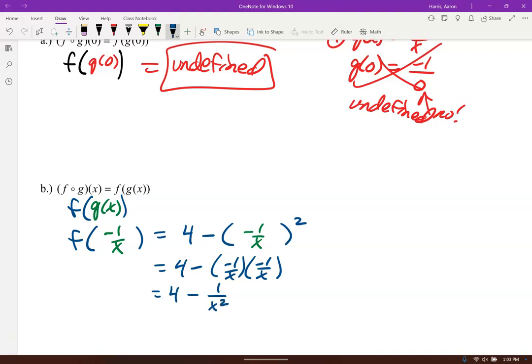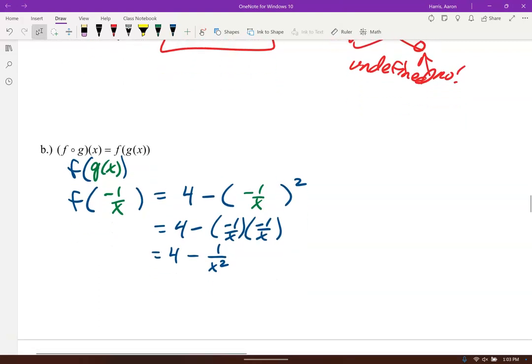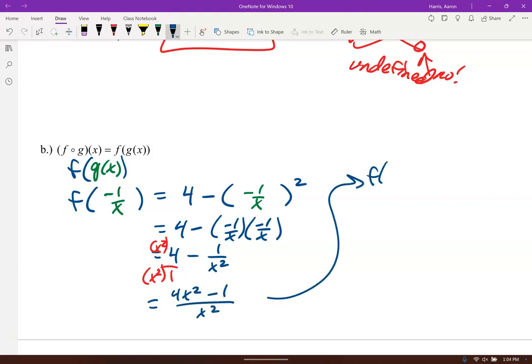And notice it did ask us to express it as single fractions in factored form, if possible. So this is over 1. Let's get a common denominator of x squared. So this is 4x squared minus 1 all over x squared. So f of g of x, and I can factor that. That's 2x minus 1, 2x plus 1 all over x squared.